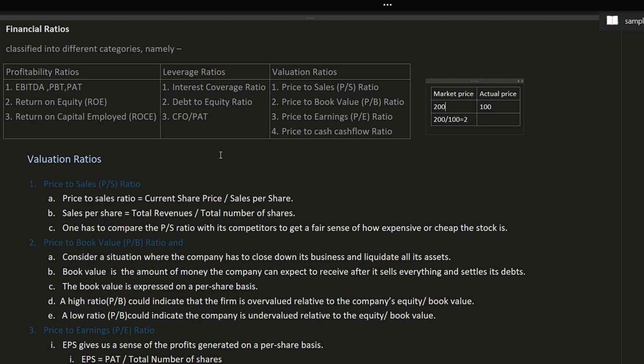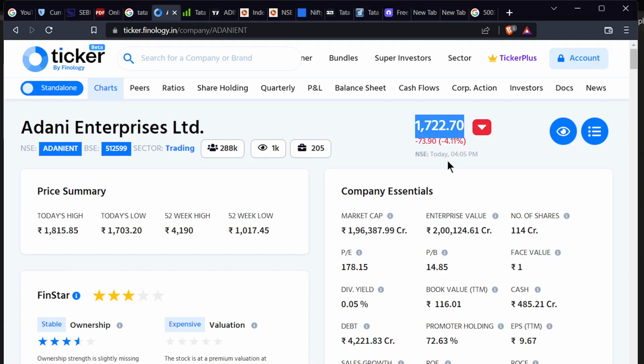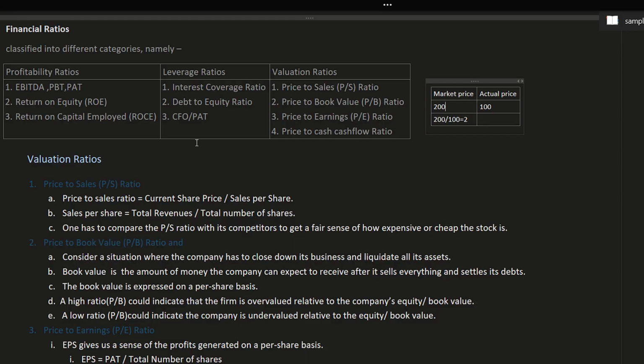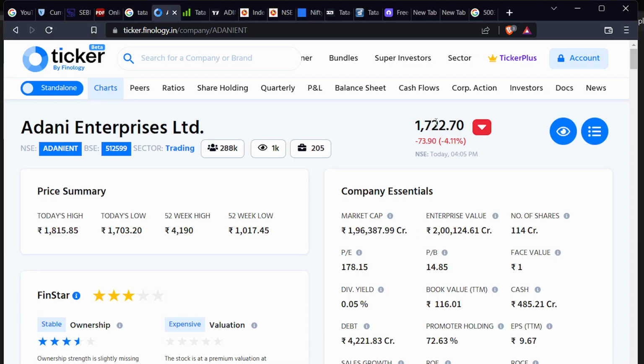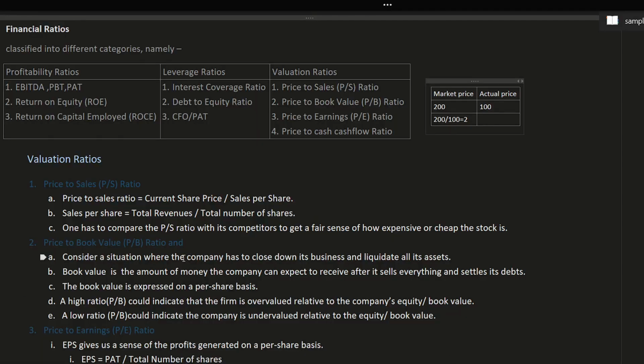Like that here also, if the market price is, for example, Adani Enterprises at 1722, then what will be the actual value? You will decide the actual value, then compare with this, to see whether it is better to buy or not at 1722. So how will you decide? This ratio will help you. Here you can see price to sales ratio, P by S, price to book ratio, P by B, like that. Whatever the P is, it is the current market price, which is fixed at 1722. How you compare it with S or B is different.